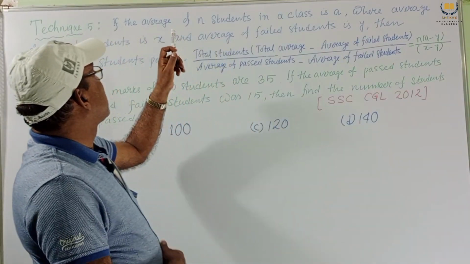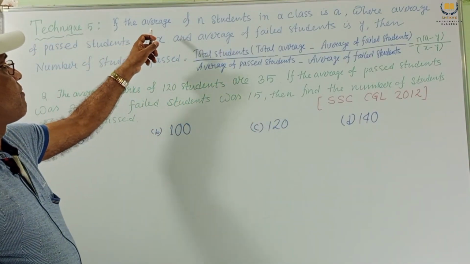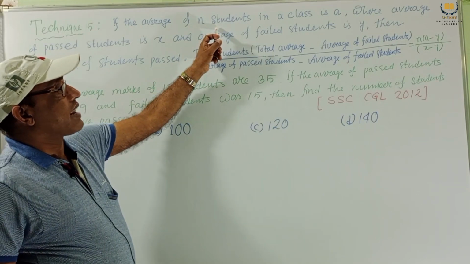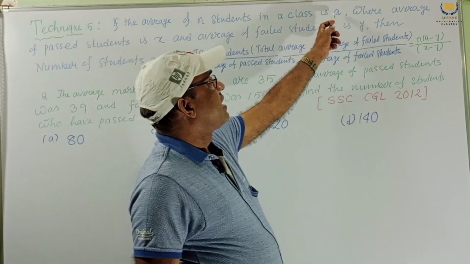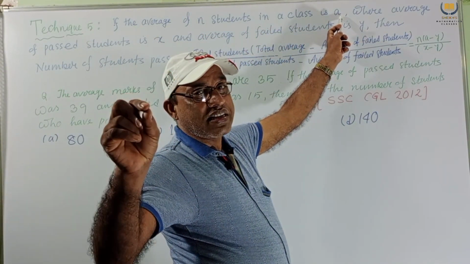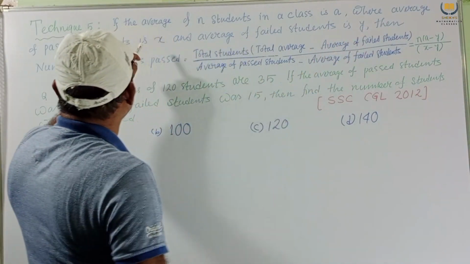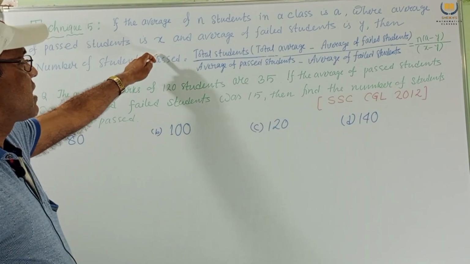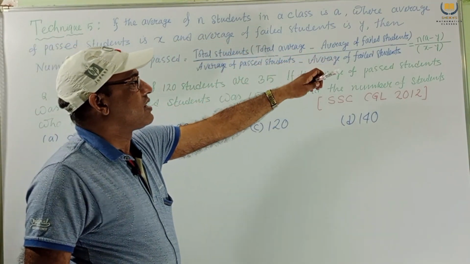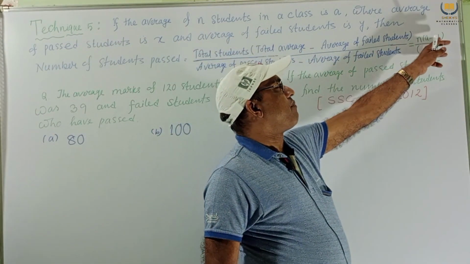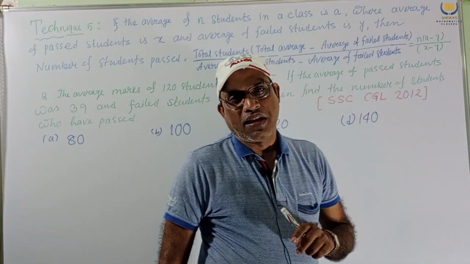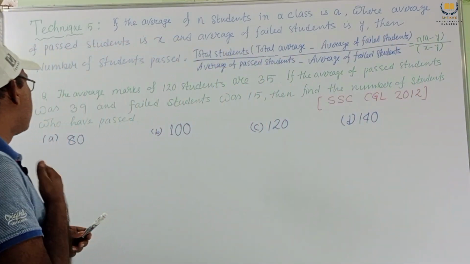So this is given: the average of n students, total number is n, in a class is A. In a class, the average is A, how many students? N students. And the passing average is X, the failed average is Y. Then this is our formula, n into (A minus Y) by (X minus Y). So let us consider one problem.